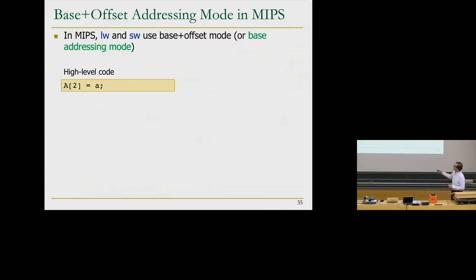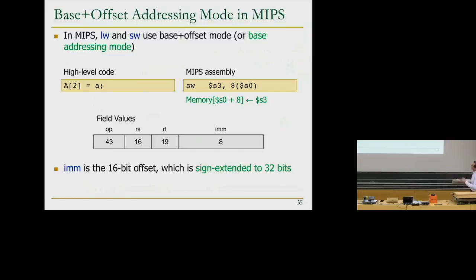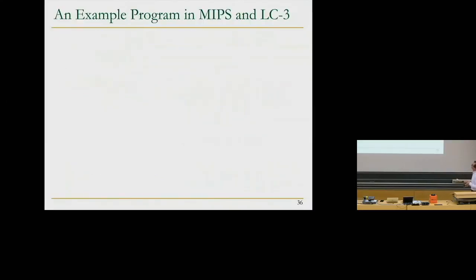So if the high-level code looks like this, let's say you want to set the second element of an array to that variable A, you do this. Because remember, words are 4 bytes in MIPS. This is the base address of the array. You basically set the memory location at S0 plus 8 to S3, which is the value of A. And you can encode it this way. So immediate is the 16-bit offset that's sign extended to 32 bits over here.